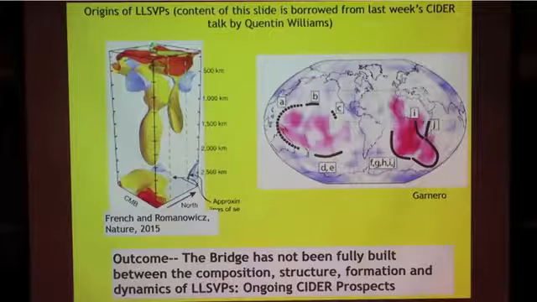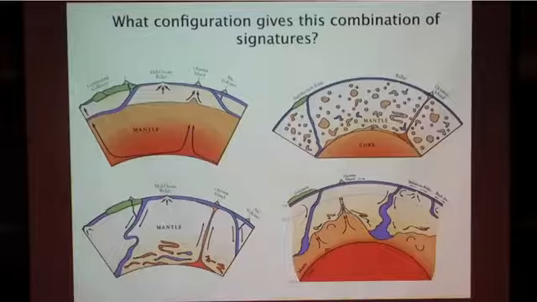And that is basically another observation that any successful model of mantle convection has to satisfy. And I like this quote that Quentin said, which is that the bridge has not been fully built between the composition, structure, and formation of LLSVPs. And we could say the same thing for mantle heterogeneity in general. So that's something. Okay, so trying to reconcile all of these different observations leads to drawing of cartoons. And so here are 4 cartoons of millions, maybe not millions, that was an exaggeration, dozens, that have been drawn over the decades to try and explain this mix of heterogeneity and homogeneity.